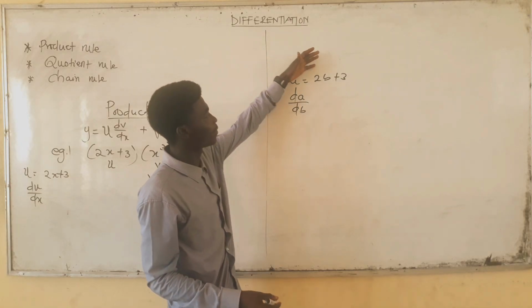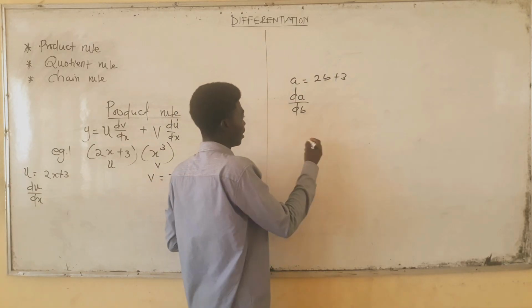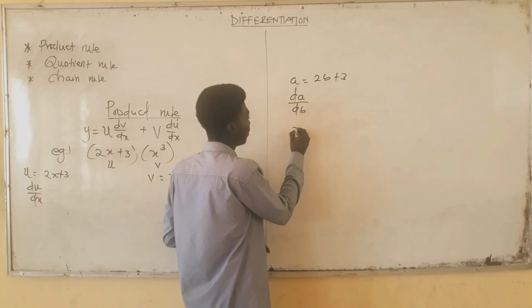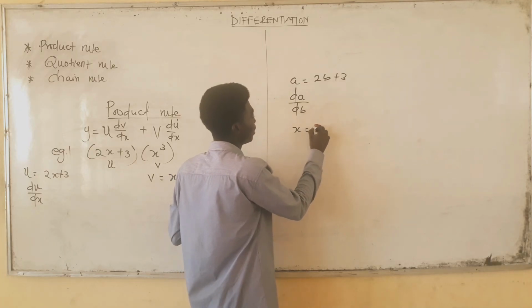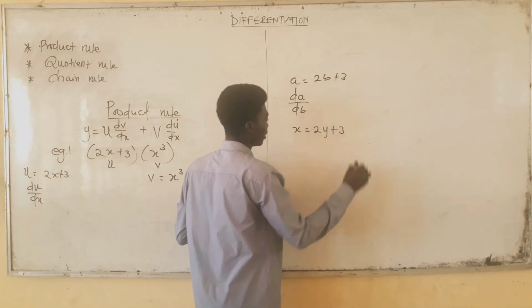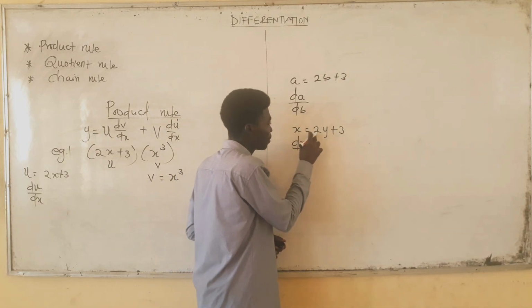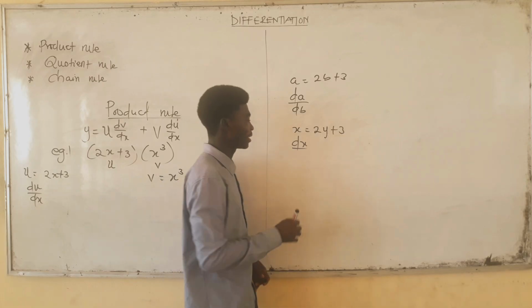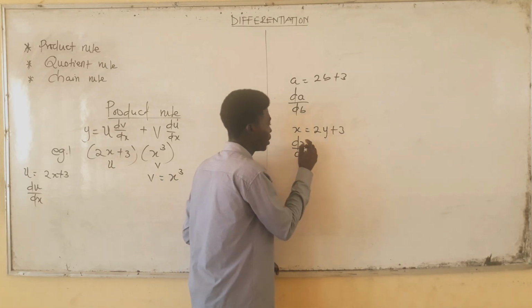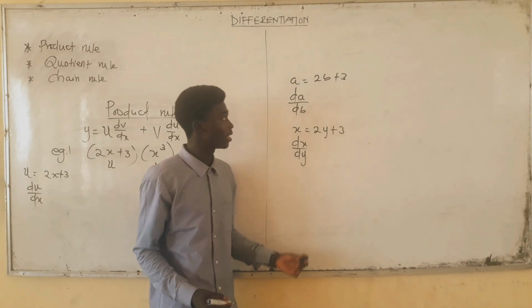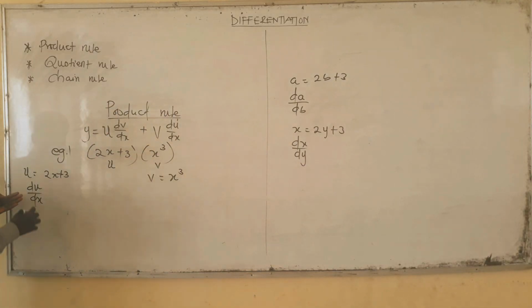Anytime you see a function, let me give you another example. Let's say you have x = 2y + 3. Anytime you want to differentiate, it is the x with respect to the variable in the function, that is y. So it is dx/dy, and that is why I wrote du/dx. So now let's differentiate this function here.